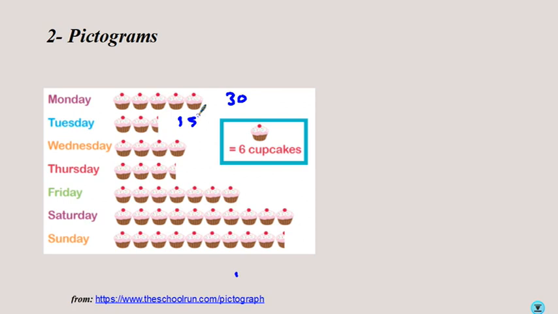As you can see, the data here has not been processed, neither here nor in the case of the tally chart. This data is quantitative and it is discrete because we are talking about the number of cupcakes or the number of students that like certain pets.